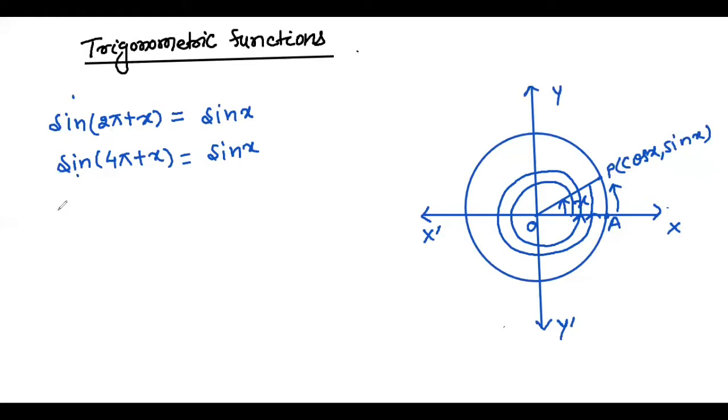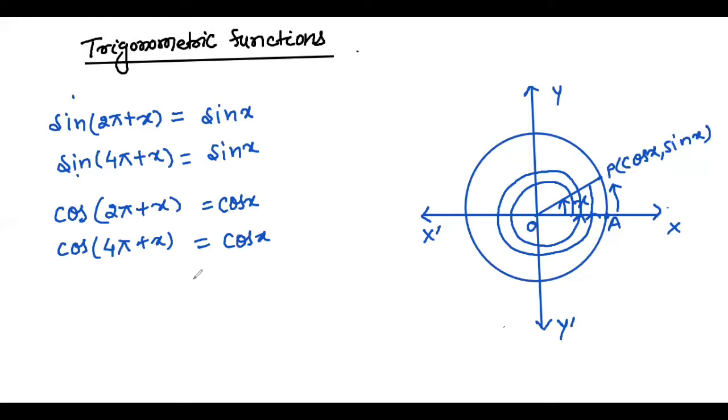Similarly, in cos also the same thing. Cos of 2 pi plus x will be equal to cos x. Then cos of 4 pi plus x will be equal to cos x again, and so on. So we can observe here, if x increases or decreases by any integral multiple of 2 pi, the values of sine and cosine functions do not change, meaning value always repeats.